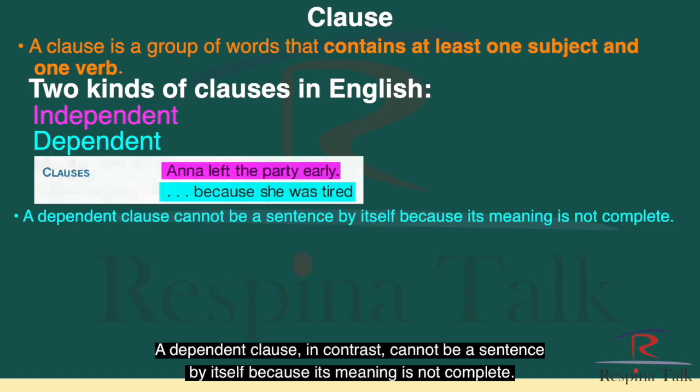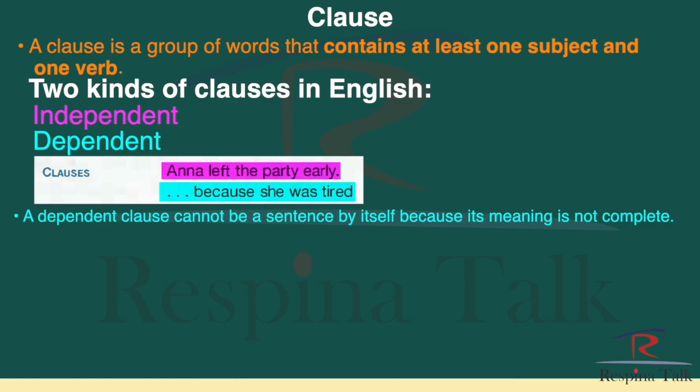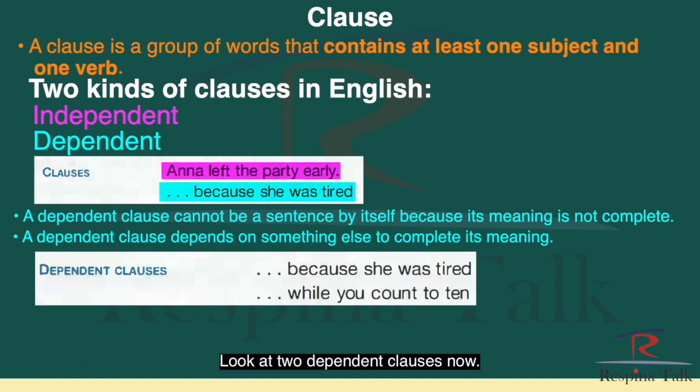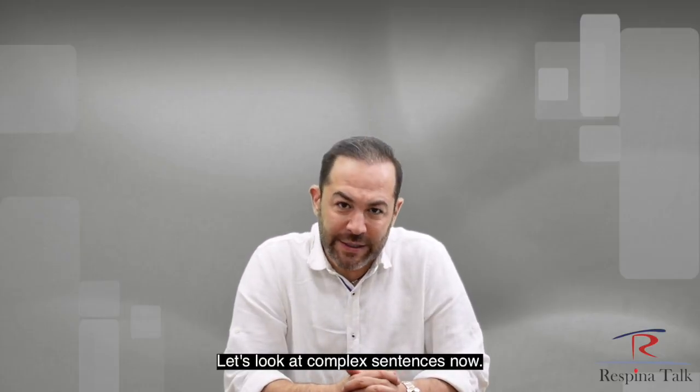A dependent clause, in contrast, cannot be a sentence by itself because its meaning is not complete. A dependent clause depends on something else to complete its meaning. Look at 2 dependent clauses now. Because she was tired. This is a dependent clause. Or while you count to 10. Again, a dependent clause. Let's look at complex sentences now.